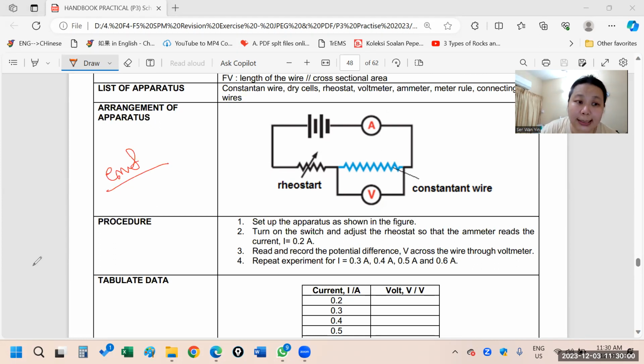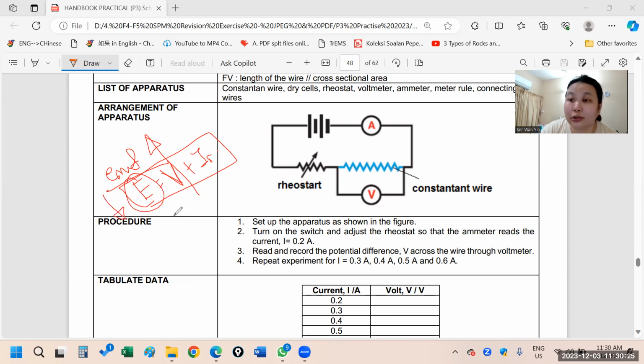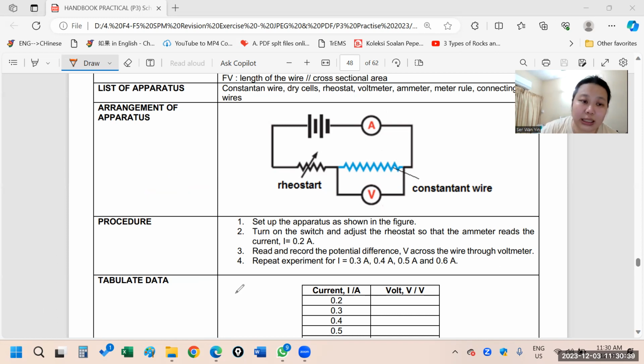Prediction, for example, EMF. Formula is what? Formula is E = V + Ir. So they might ask, if I increase voltage, what will happen to the EMF? Actually, EMF decreases because this plus this one. So when you increase this, you decrease. Sorry, the EMF actually, no, sorry, they should ask for current or what. Okay, the prediction. Just follow the formula lah.